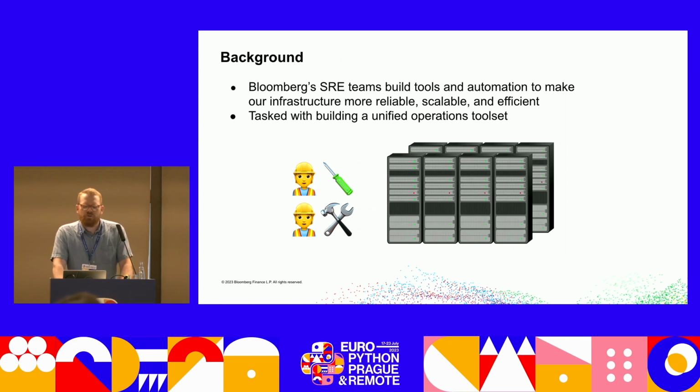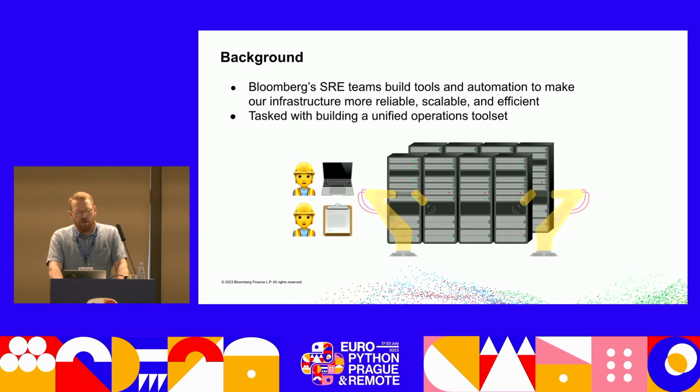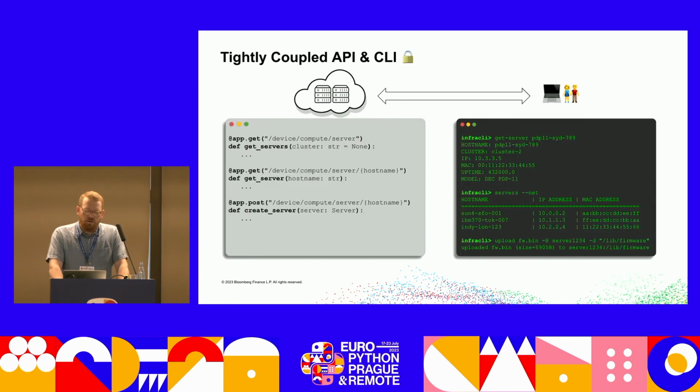So at Bloomberg, I'm on a team that builds automation to make our infrastructure more reliable, scalable, and efficient. Without getting into too many details, a while back we were tasked with building a new tool. Its purpose was to unify the existing tools that our operations teams use, and in doing so, increase repeatability and efficiency. Now, for the tool set, we knew we wanted one API to host it, but we also needed a CLI for individuals to interact with it.